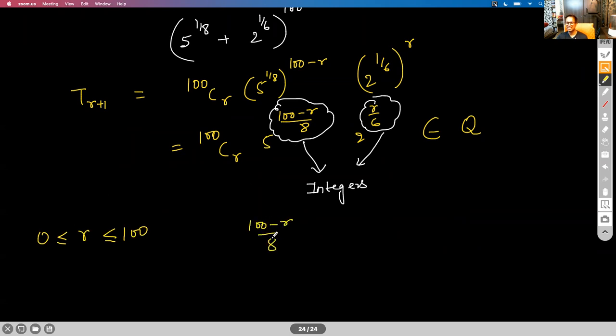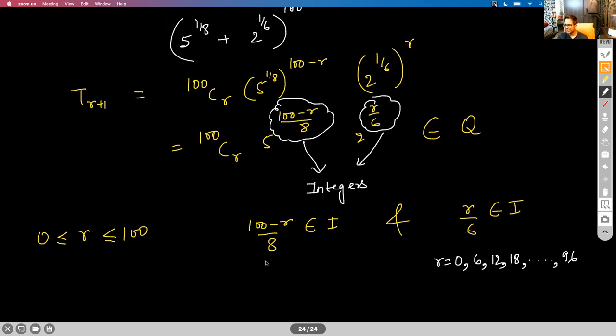So this also is an integer, and this also is an integer. How many such r exist? Now let us figure out the second. Let's focus on our second expression. Between 0 to 100, you can have the following r's for which r by 6 is an integer: 0, 6, 12, and so on, till 96. Now, which out of them is also making (100 minus r) by 8 an integer?